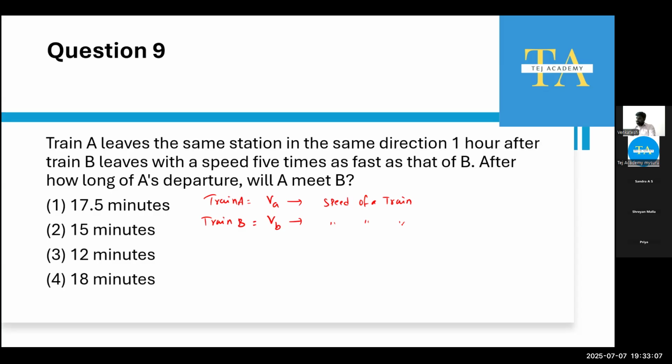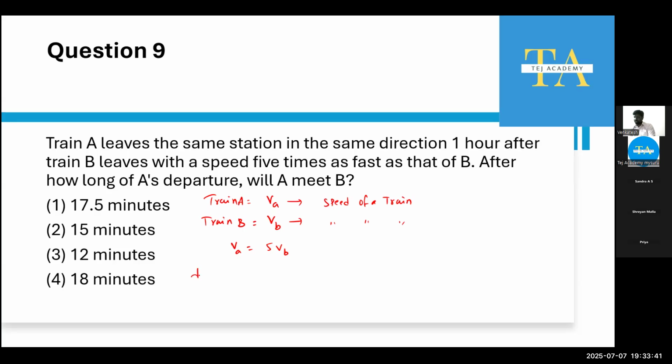Okay, so the first one: 1 hour later, B leaves, and the speed of A is 5 times as fast as that of B. So train A is going in the same direction, 1 hour after train B leaves. So VA is equal to 5 times VB. Now here, the distance traveled by train B before train A departs is for 1 hour.